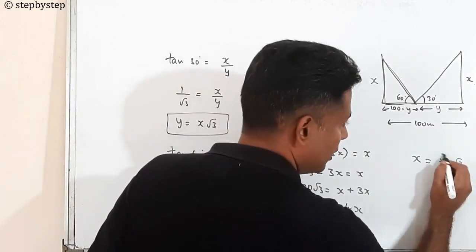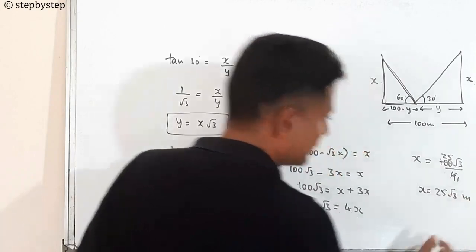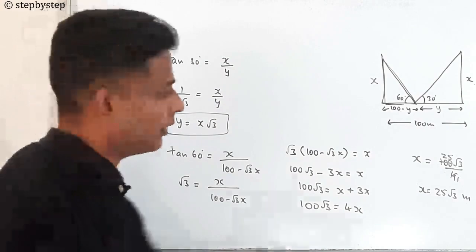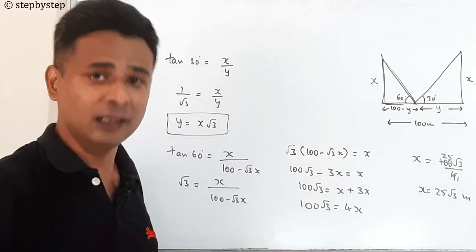So 4 ones are 25s. So x equals 25 root 3 meters. So we found the value of x, which means we have found the height of the poles, which is 25 root 3 meters. We do not have to find y. Why? Because it has not been asked.